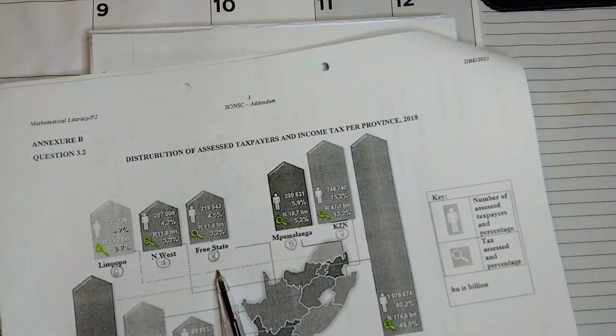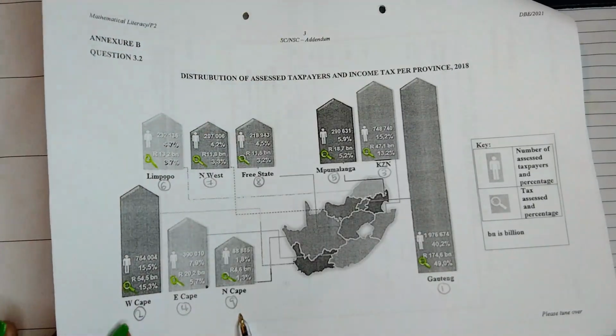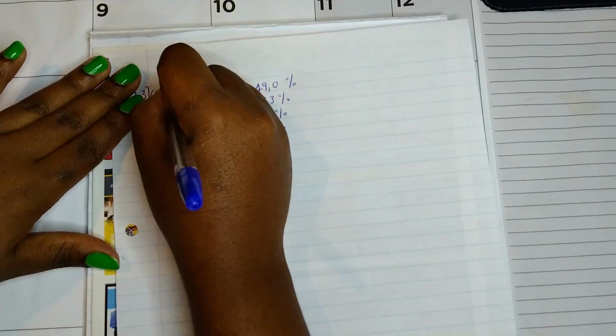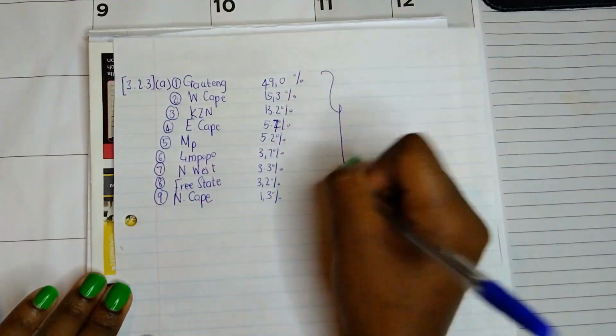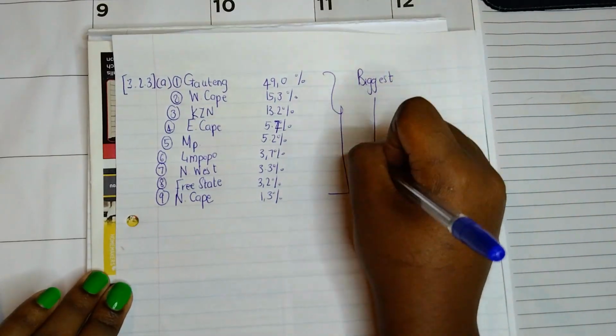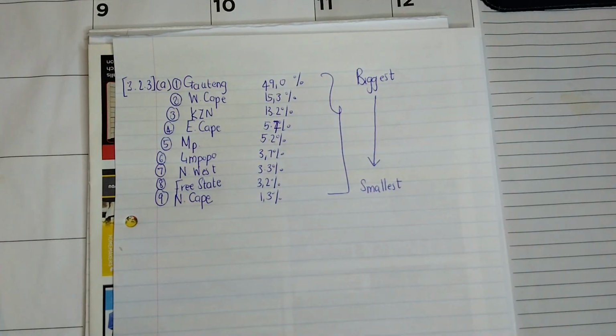The eighth one is Free State with 3.2%. And the last one is the Northern Cape with 1.3%. Okay, so we have arranged these values in descending order, from the biggest tax assessed percentage to the smallest.